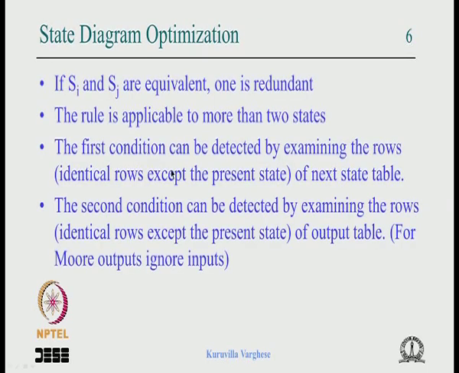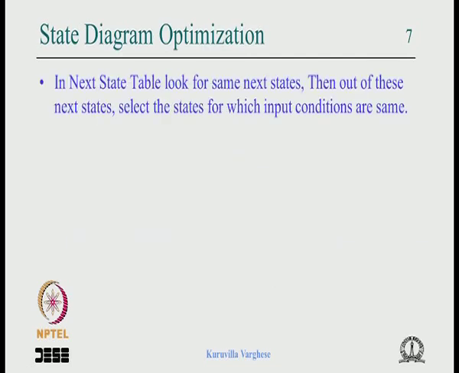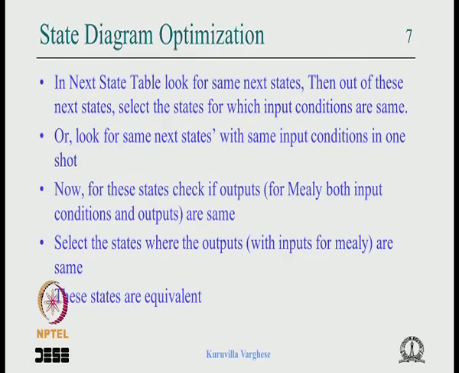That was the idea, and we have discussed how to detect this in a next state table. If you look at the next state table, you detect the rows which are identical except the present state; those are candidates for equivalent states. Then with this you can go to the next state table and find the rows that are identical except the present state. Then an intersection of those states should give you the equivalent states, and one can be retained, and we have discussed a decent algorithm.